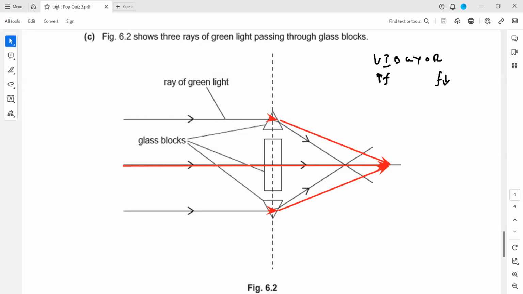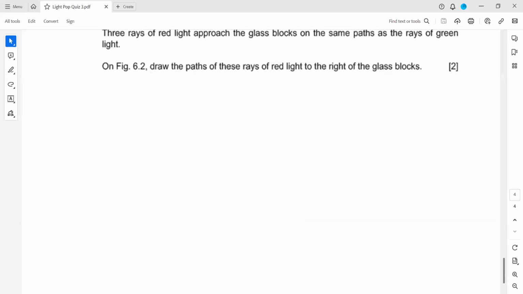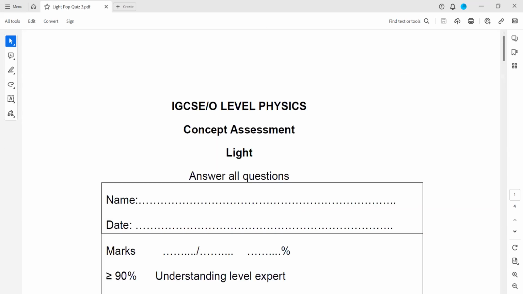Is this diagram clear? If it is a violet or purple light, it will show a greater deviation. So if in the question they say complete the path for violet, then it will show a greater deviation. But the one which is passing along the normal won't deviate, it only changes the speed, but it does not change the direction. So violet bends the most and red bends the least. So this was a pop quiz.